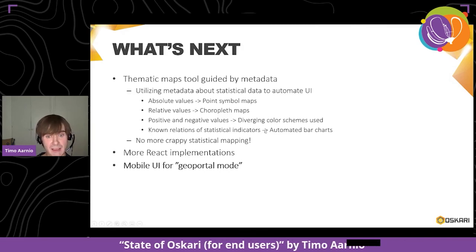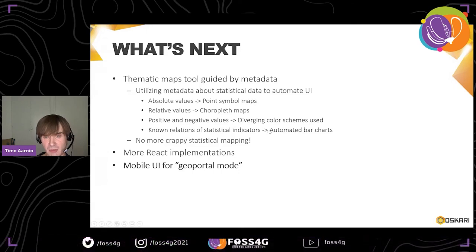If you know the relations of statistical indicators, you can make automated bar charts. Think about population by age, for example, showing an automated bar chart per age group. And the most important thing, no more crappy statistical mapping. So it will be harder to make a crappy statistical map when the user interface will help you through.